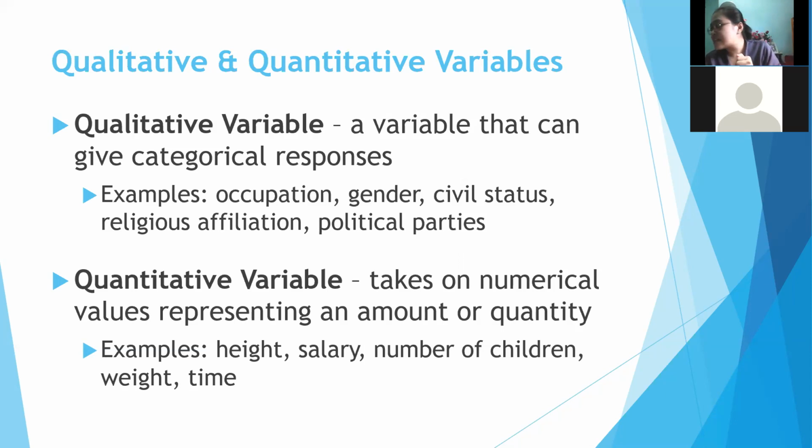Okay, there are things that are best explained in the dialect that we are comfortable with. Okay, qualitative and quantitative variables. So let's move on to another classification. So a qualitative variable is a variable that is given a categorical response. We can categorize it.